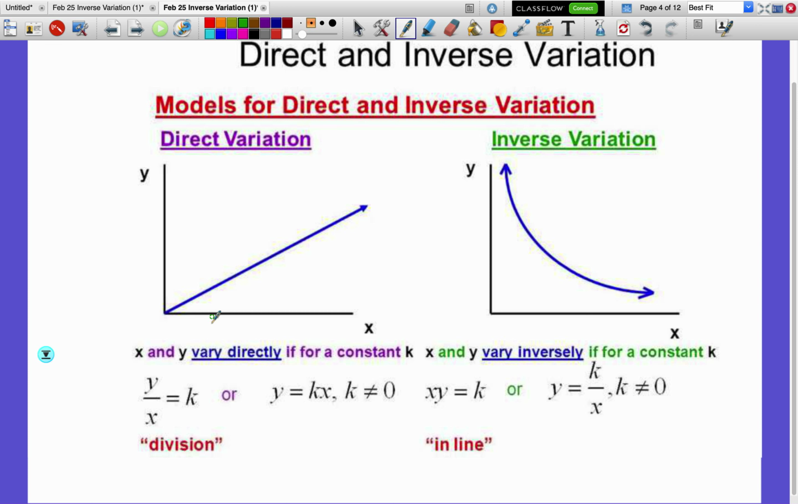In direct variation, the X and Y pairs always divide to the same number. So what we can say is we have a constant quotient. With inverse variation, the X and Y pairs always multiply to be the same number. So we can say we have a constant product.